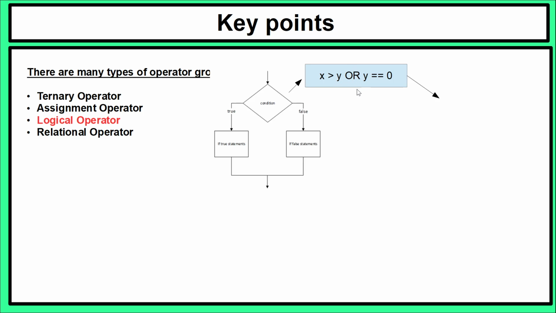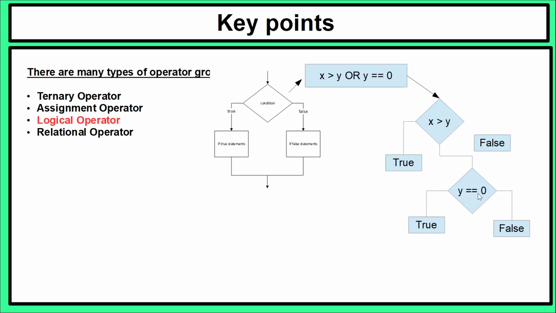And what this means is we have the first condition. So we're saying if x is greater than y, if it's true, then this code is executed. If it's false, we can look at the second condition. We'll say if y is equal to 0, if it's true, this code is executed. If this is false, then the false code is executed, or no code is executed. So the logical operators allow us to add in additional conditions to our if statement.